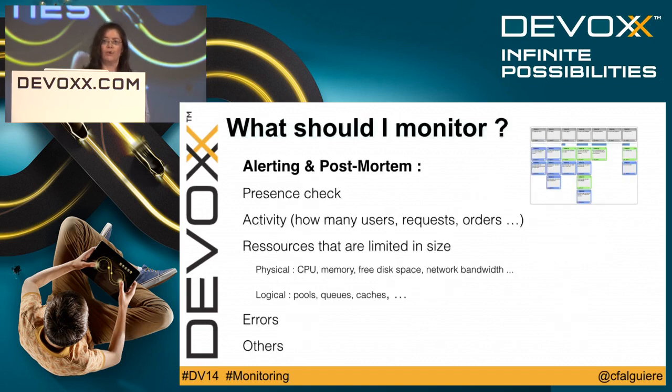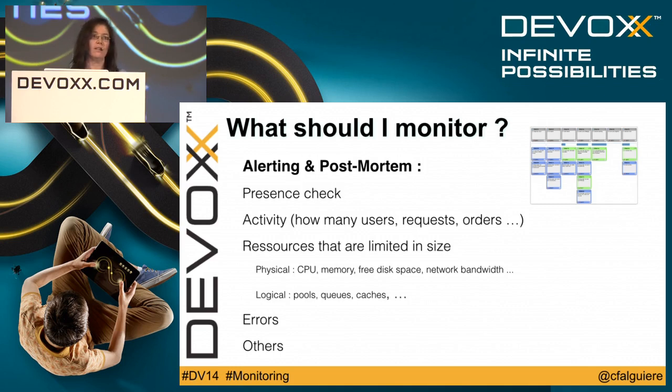So people often ask, what should I monitor? But actually it depends on your application. But there are categories. For the basic monitoring, being aware that something is wrong and basic troubleshooting, the things you monitor are the presence check. Is my website still responding? The activity, it's kind of sizing. How much do I have? How many users? How many requests? How many orders? Because it explains the metrics.